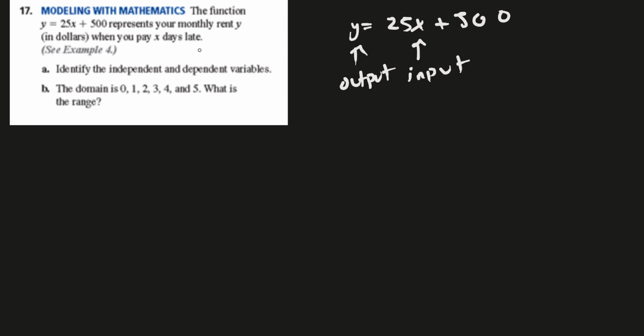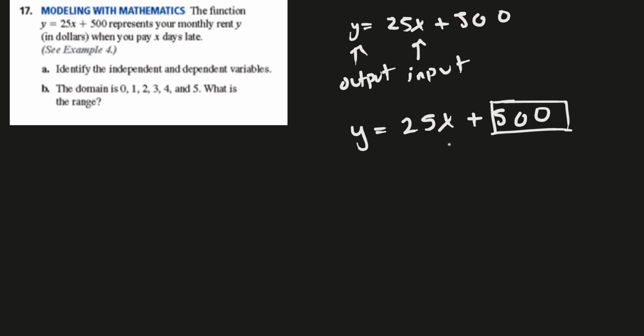So of course, pay late. If we can just quickly analyze this function, which is not a part of the problem, but we can do that real quick. So 25x plus 500. y is the dollars, right? How much in dollars your monthly rent is, and x is the days after you pay late. So your original rent here. If you don't pay late at all, which means that the number of days that you paid late is going to be 0, because you didn't pay late at all.